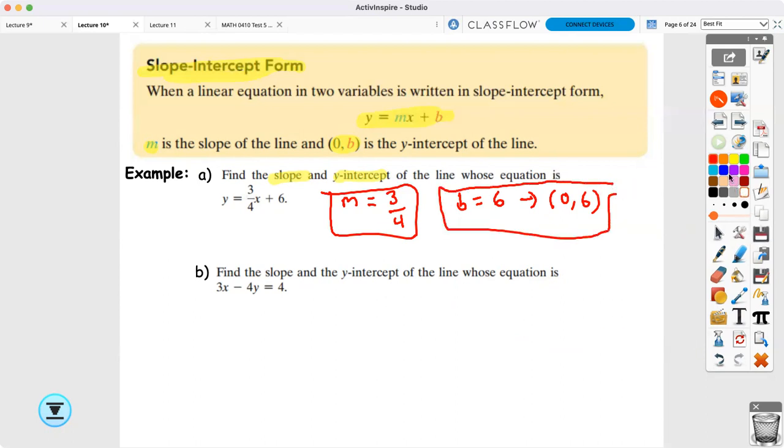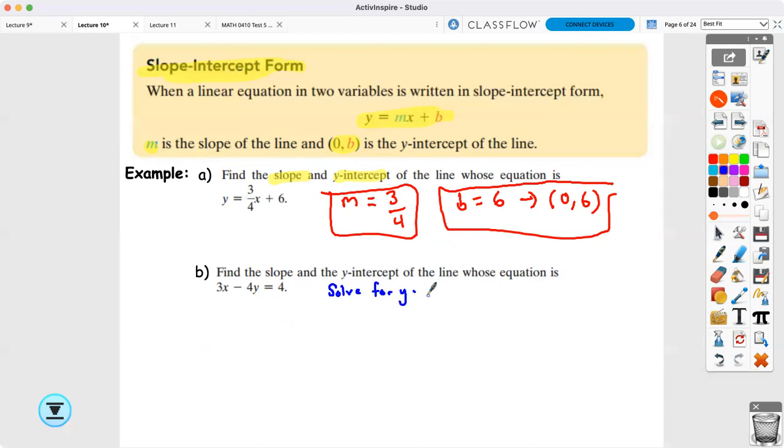Let's look at B. Find the slope and y-intercept of the line whose equation is 3x minus 4y equals 4. Unfortunately, it's not in slope intercept form, but luckily, guys, guess what? I told you we can get it, as long as we get y by itself. So from this step, 3x minus 4y equals 4, we're gonna go ahead and solve for y. That's the first thing we're gonna do, is we're gonna get y by itself.